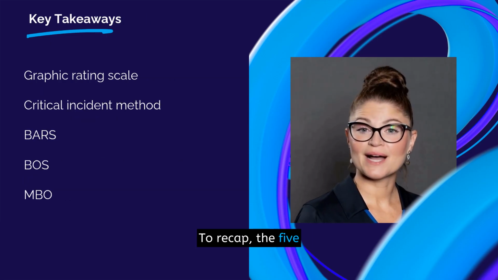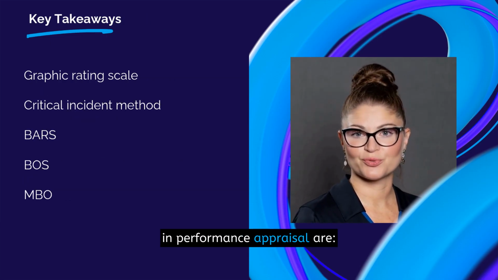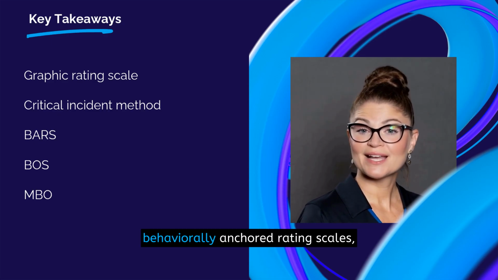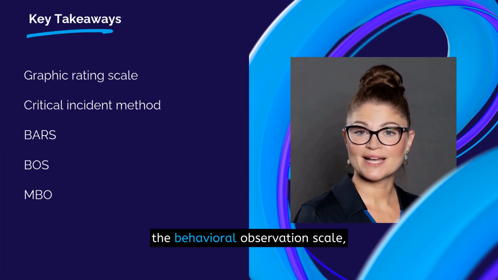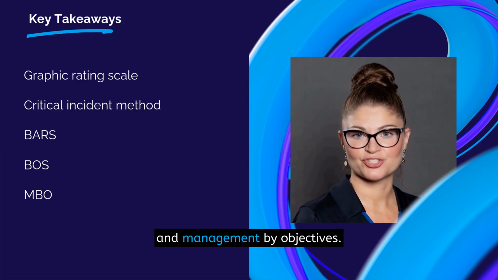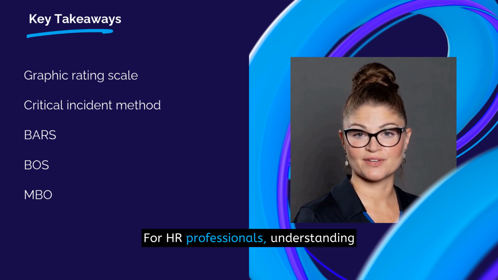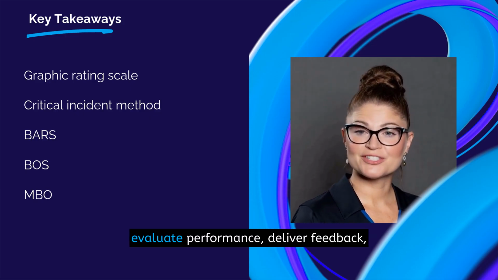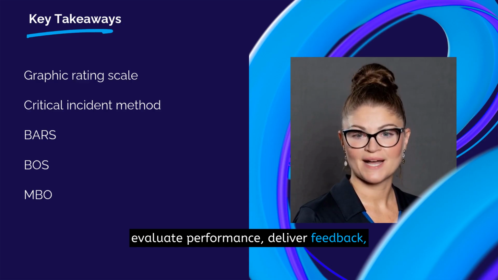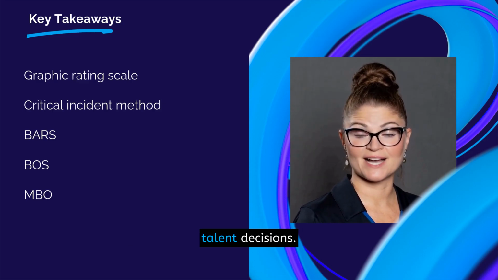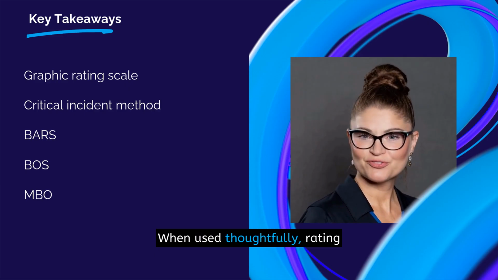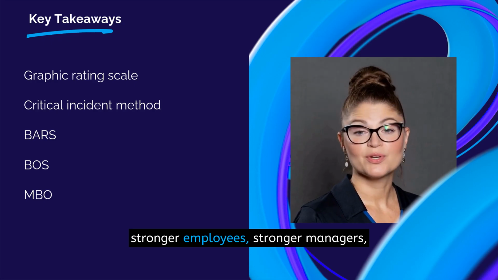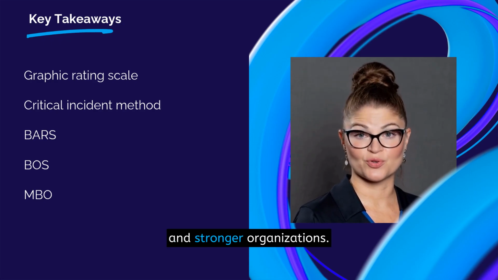To recap, the 5 common rating methods used in performance appraisal are the graphic rating scale, the critical incident method, behaviorally anchored rating scales, the behavioral observation scale, and management by objectives. For HR professionals, understanding these methods is essential. They shape how organizations evaluate performance, deliver feedback, support development, and make talent decisions. When used thoughtfully, rating methods do more than measure performance. They help build stronger employees, stronger managers, and stronger organizations.